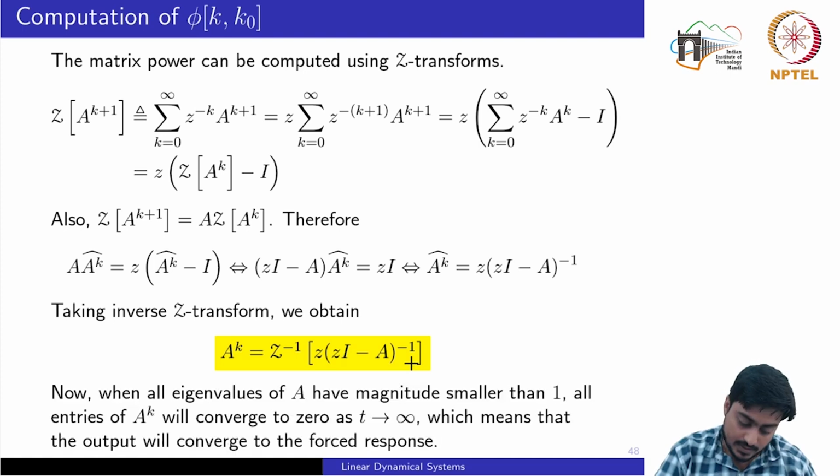Now similarly, if all the eigenvalues of A have magnitude smaller than 1, because all the eigenvalues should lie inside the unit circle, then all entries of A to the power k will converge to 0 as k tends to infinity, which means that the output will converge to the forced response, right?